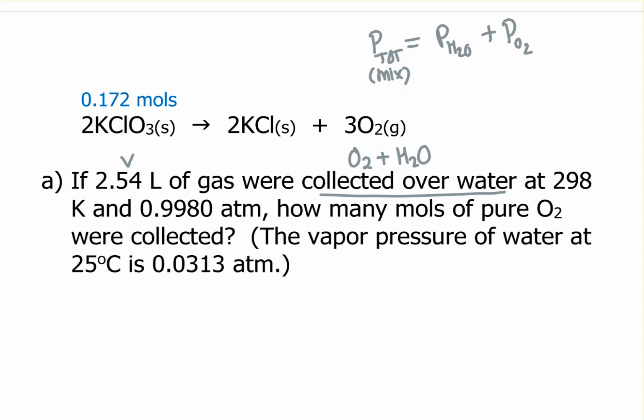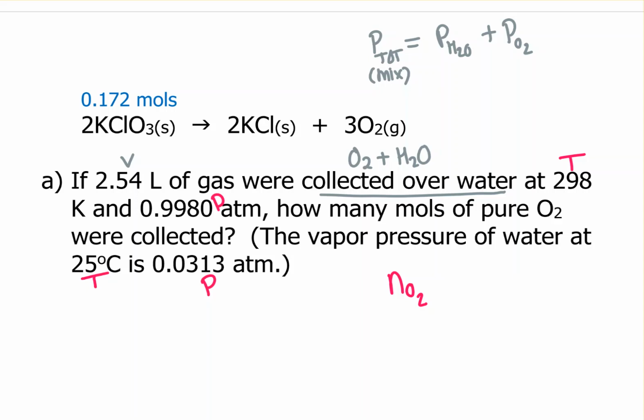Okay, and we have a temperature and a pressure. We're looking for moles of pure oxygen, so we're looking for this. And we have a vapor pressure of water. Here's another temperature, but you notice it's the same one. 25C is 298 K. And we have another pressure.